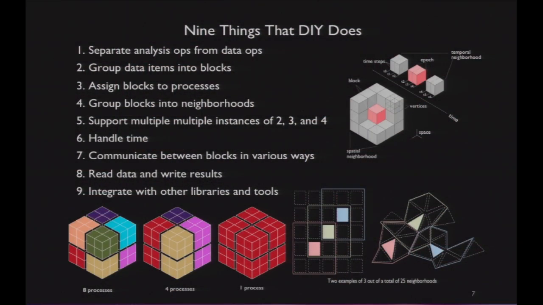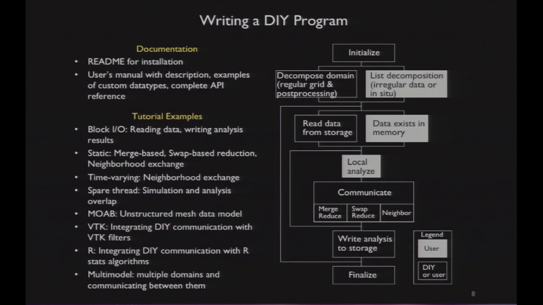You could use just the domain decomposition from it, or just the domain decomposition in the communication. You don't have to use all of it. It's an API. It's a library. You pick and choose from it the things that are useful to you. So as I said, it's a library. It's an API. You write a C or a C++ program, and you make DIY calls wherever you want.